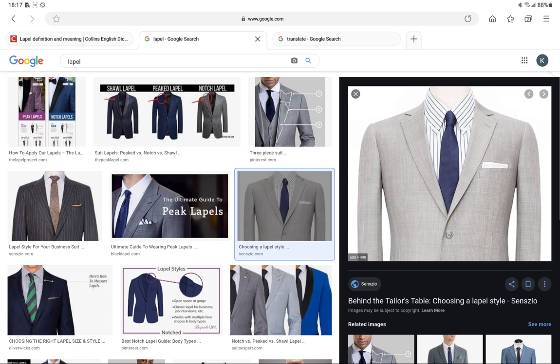The next entry, absorb. Absorb, absorbs, absorbing, absorbed. The first meaning of absorb. If something absorbs a liquid, gas, or other substance, it soaks it up or takes it in.